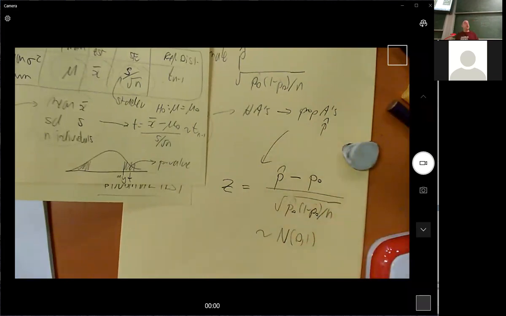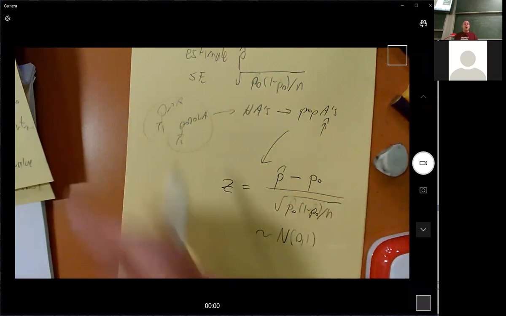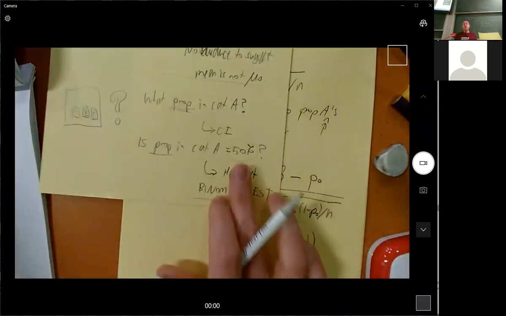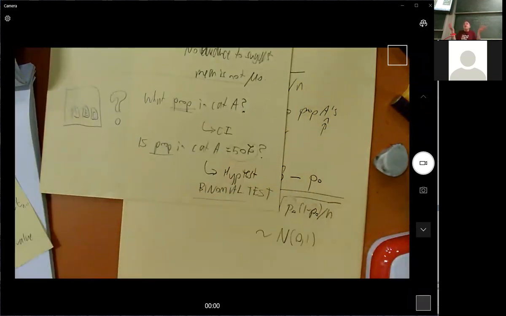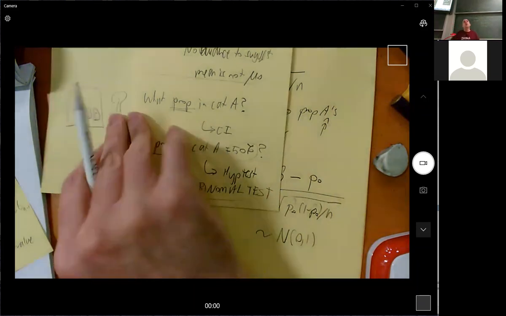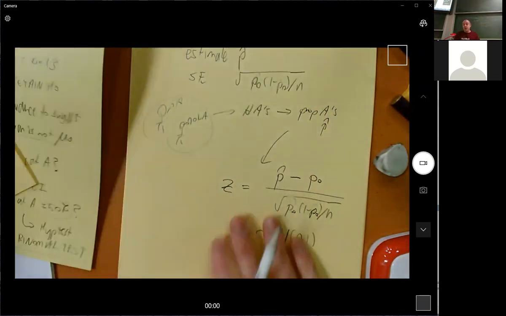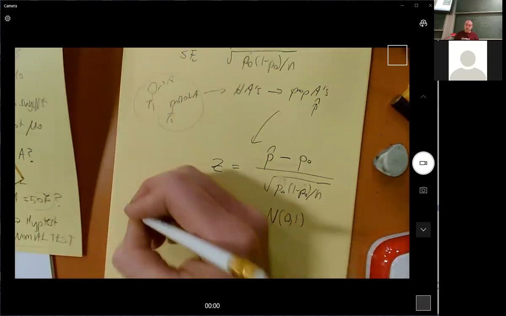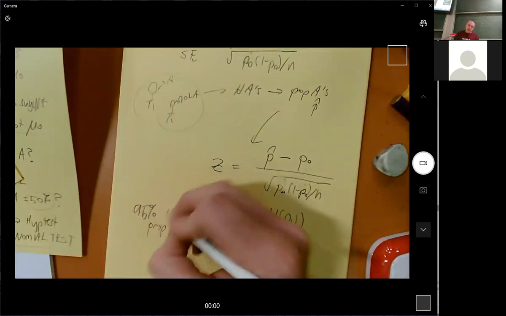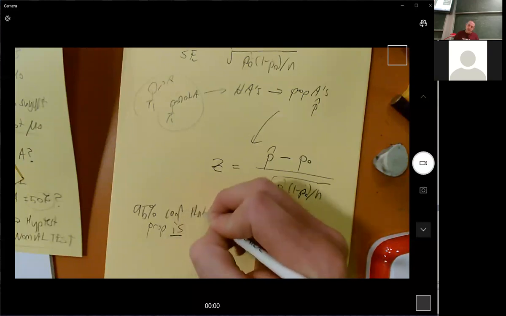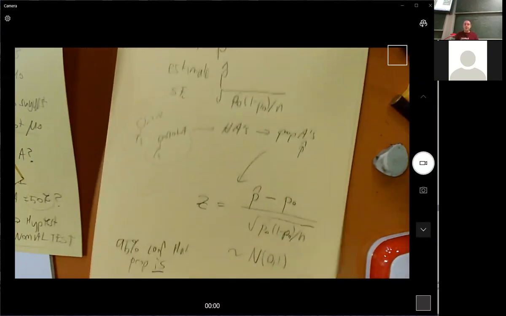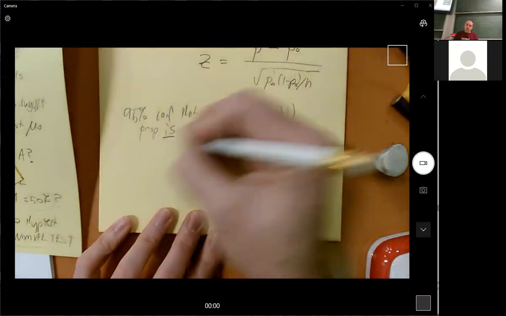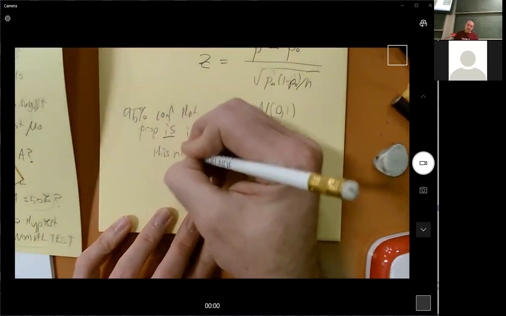If you want to do a confidence interval, so you've decided that actually no, the proportion is not 50%, and then you're asking what actually is the proportion. That's what a confidence interval is for. And I would say that we're 95% confident that the proportion is in this interval.